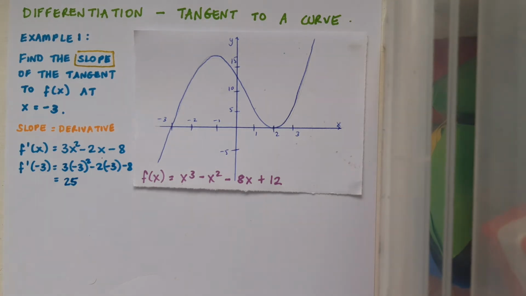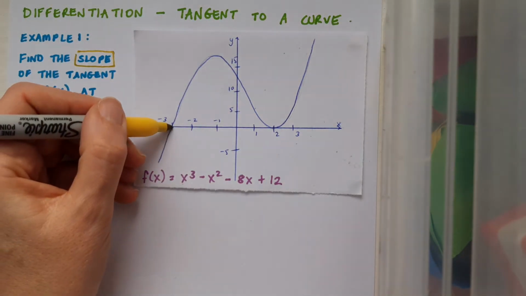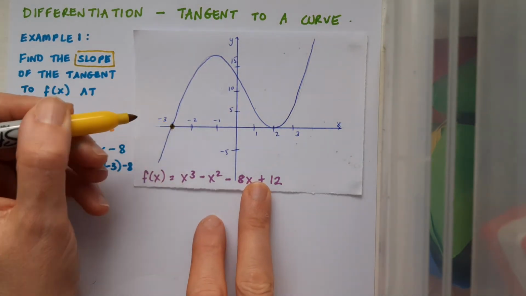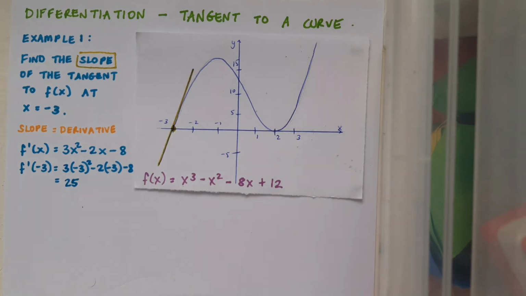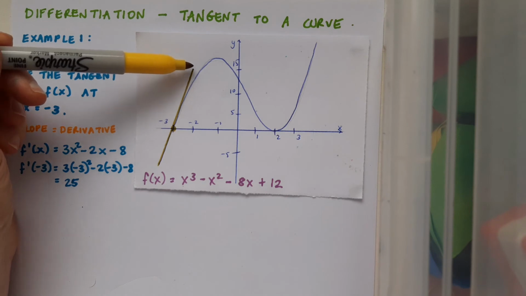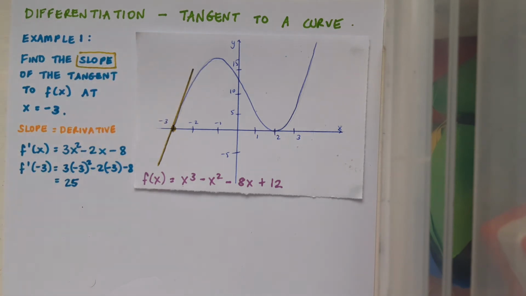So what does this mean with reference to our graph? Well, if we look at x equals minus 3 on our graph, we can see that it's at this position here. And so when I'm finding the slope of the tangent to the function, what I'm doing is finding the slope of the function at this instant, at this particular point, and by extension, I'm finding the slope of the tangent that I could draw to the curve at this exact spot. So this particular tangent has a slope of 25.